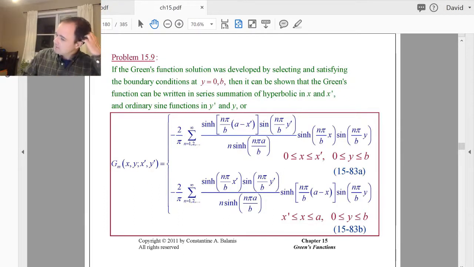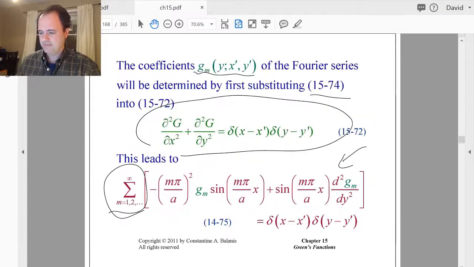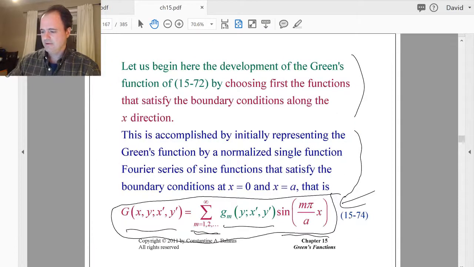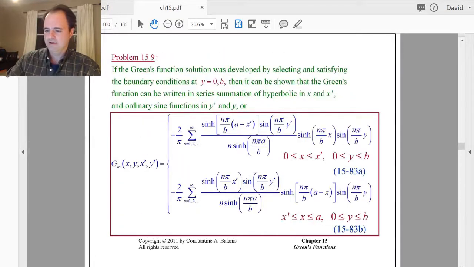You might say, well, okay, we did it first by writing our initial series as satisfying the boundary conditions for x at x is equal to 0 and x is equal to a, but couldn't we have also done it first satisfying the boundary conditions of y is equal to 0 and y is equal to b? And shouldn't you get the exact same thing? The answer is yes, you will. You will get the exact same thing.